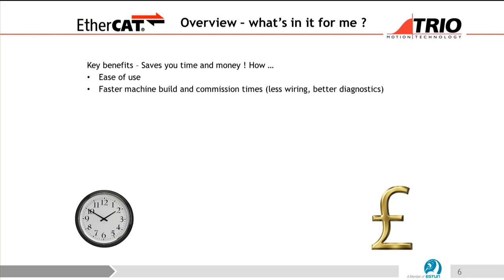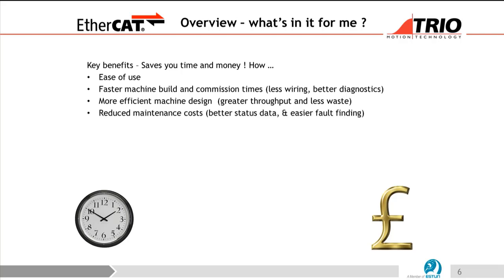So that's what I say. Less wiring, better diagnostics, right? So you reduce all those things. More efficient machine design, greater throughput and less waste. Like what I showed you, it makes the architecture smaller. Reducing maintenance costs, better status data, low cost, flexible topology. So you can have several topologies you want. You can have ring, all sorts of topologies.